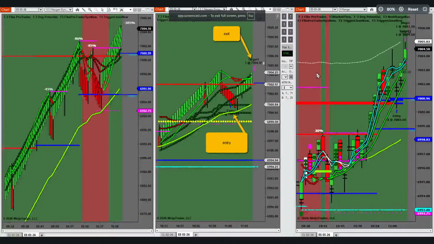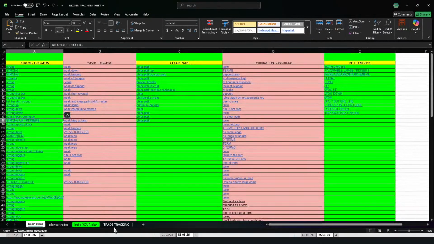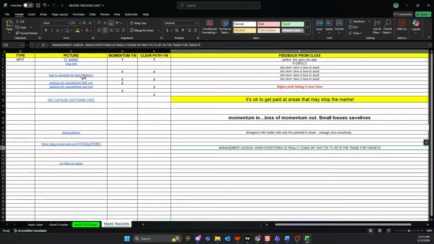Good luck, good trade, big hold. Sure, Marika. There's the whole sheet right there. And it's the last page. And it actually shows you how to annotate for the best feedback, how to paste into the spreadsheet, all of that stuff for you. And then if you have any questions or need anything, let me know for sure.